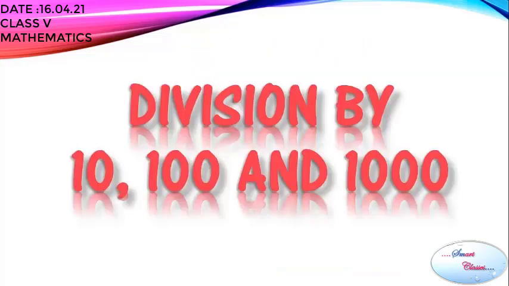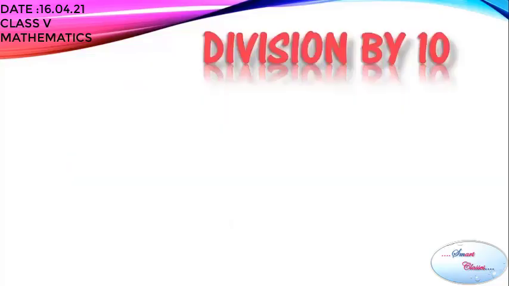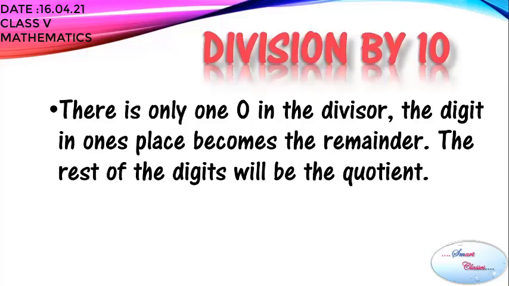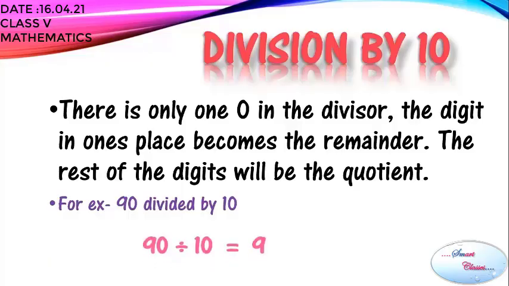Now division by 10, 100 and 1000. Division by 10. When there is only one zero in the divisor, the digit in ones place becomes the remainder. The rest of the digits will be the quotient. For example, 90 divided by 10 will give us 9. In number 90, there was 0 on the ones place. Leaving 0, the digit which is remaining is 9. So 9 will be the answer.